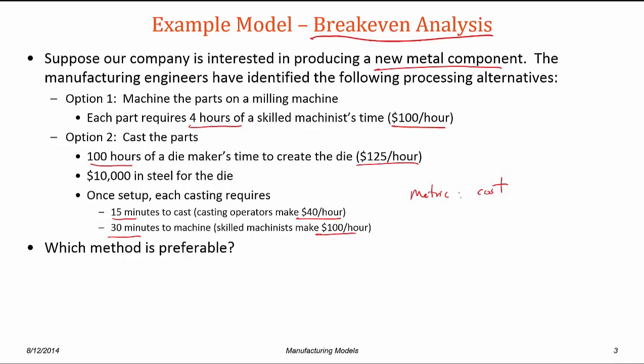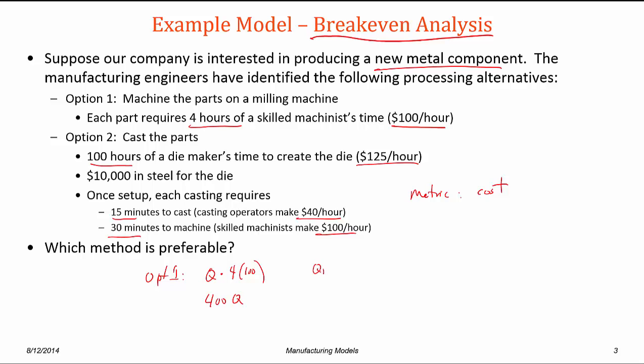In looking at the cost, the first thing we have to recognize is the cost of both options depends on the number we produce. In other words, for option 1, the cost depends on how many machined parts I create. If we let Q be the number of machined parts, the cost is simply Q times 4 times 100, 4 hours at $100 an hour, or 400Q.